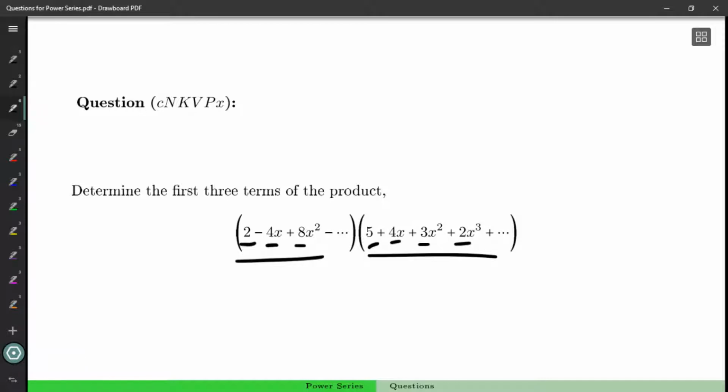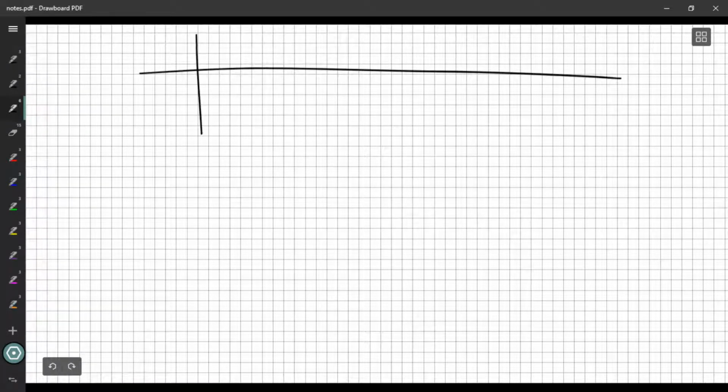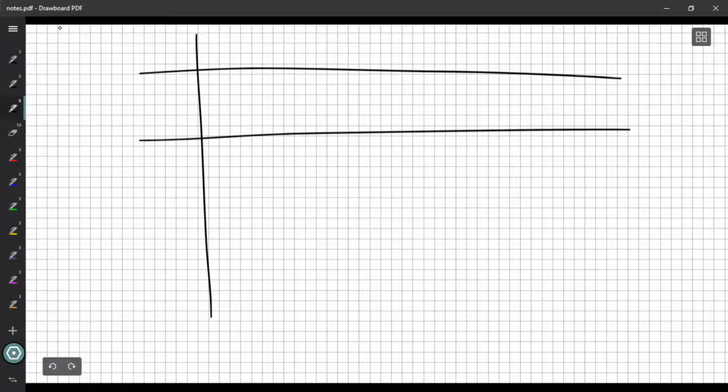Okay. We're not going to make any assumptions, but we're also not interested in the full product. We just want the first three terms. So what could we do? Well, there's lots of ways to do this. I'm a fan of just making a table, but I know there are other approaches.